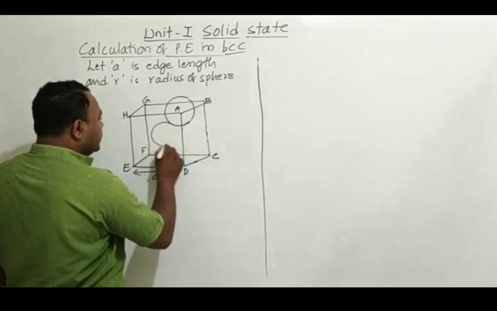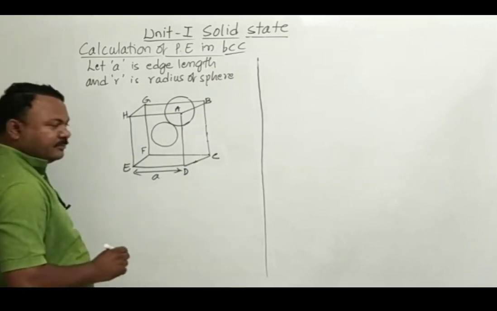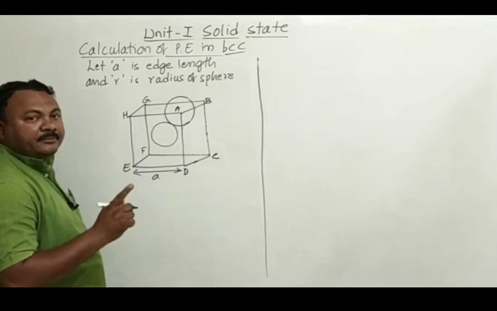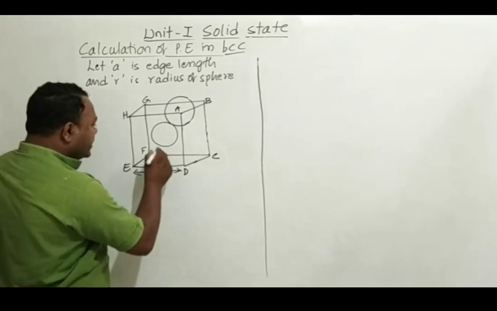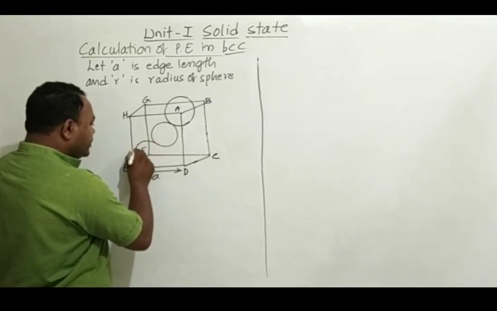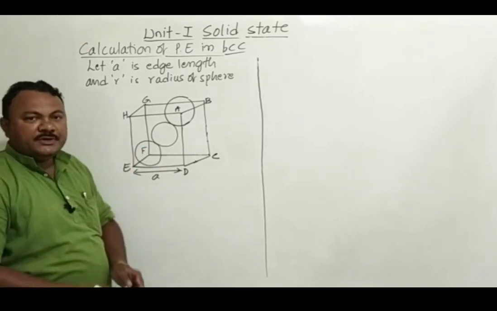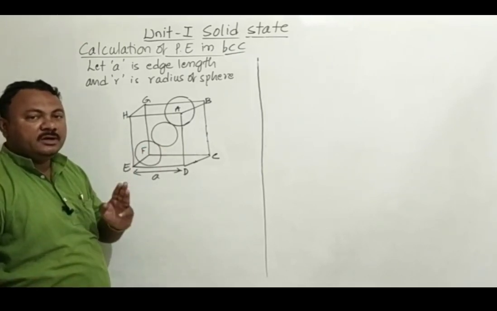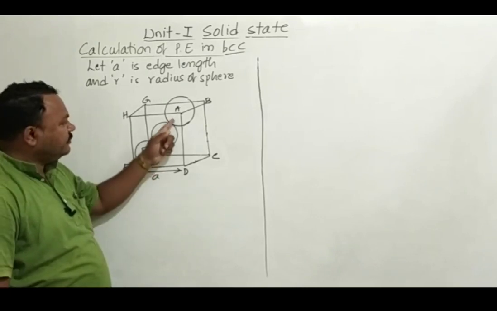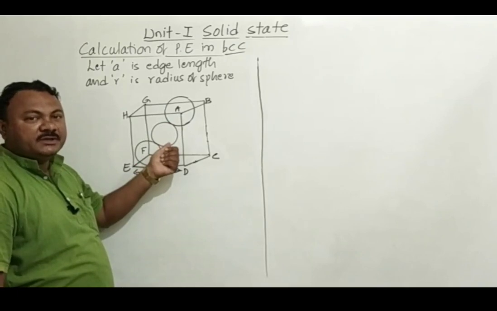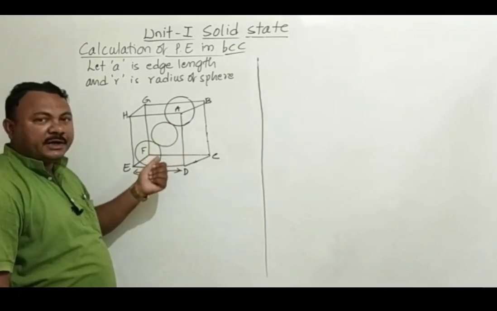So this is the body-centered atom. It is in contact with the atom present at the corner A. Let us take another atom at the corner F, which is in contact with the body-centered atom. Now just see, I have taken 3 atoms or spheres. One is at corner A, another is at the corner F, and this is the body-centered sphere. All these are in contact with one another.